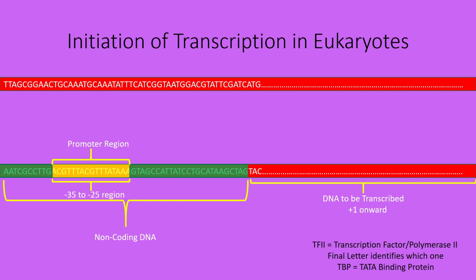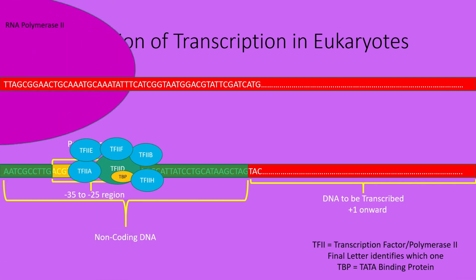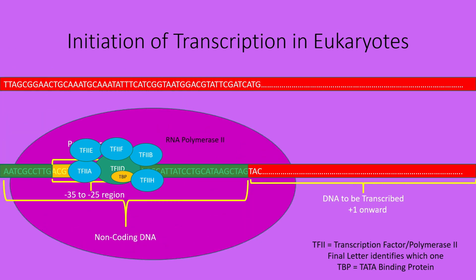box. First, the main transcription factor, TFIID, which stands for Transcription Factor polymerase II, with D signifying the specific type, alongside a TATA binding protein, all upon the other transcription factor polymerase II elements. This causes the RNA polymerase II to bind to the promoter region.